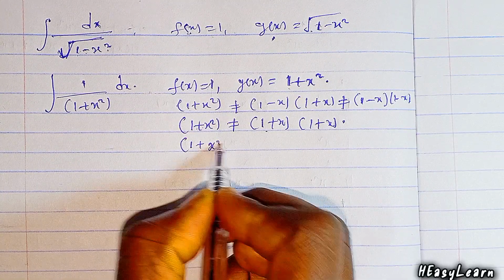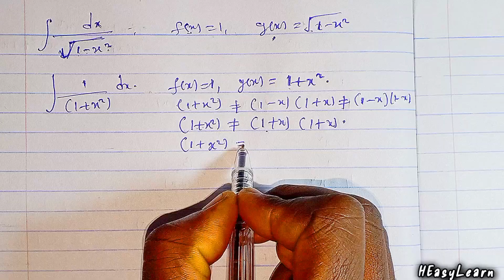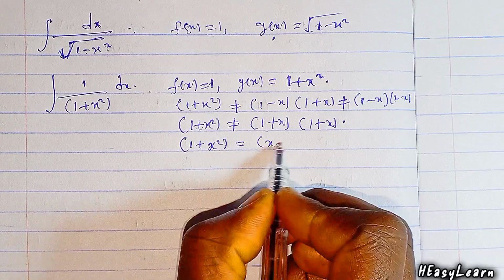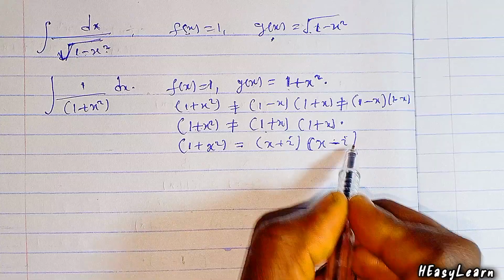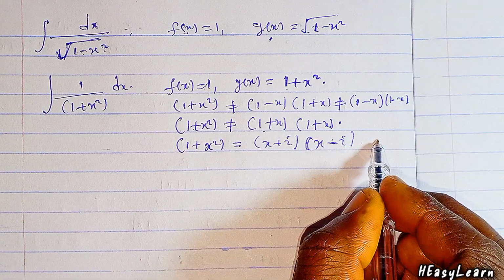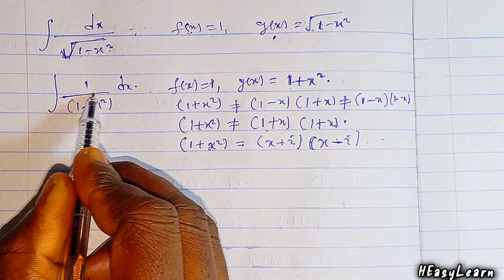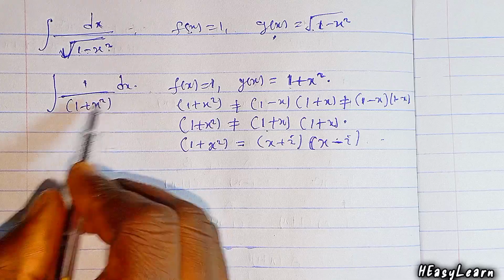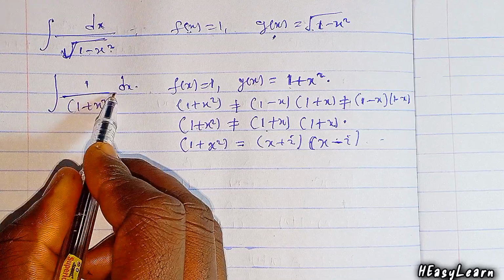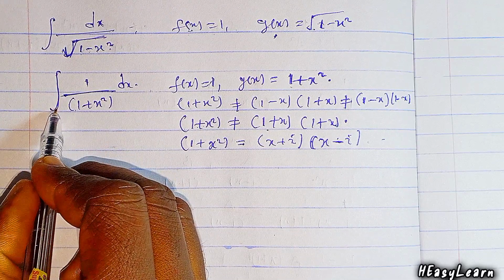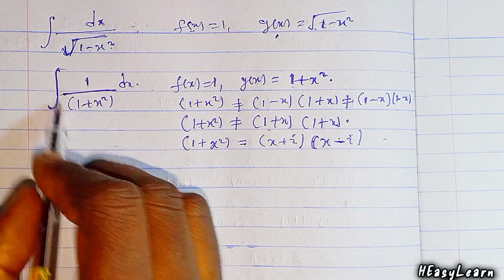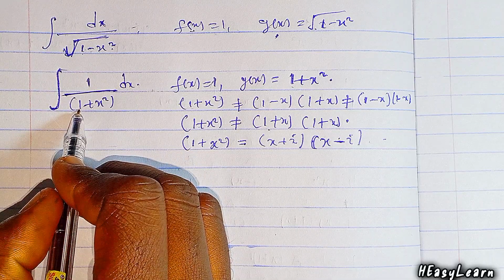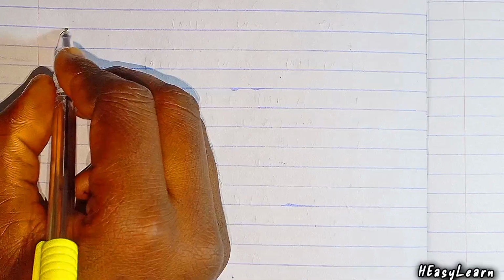1 plus x squared has a factor in complex number as x plus i, x minus i. So this is a complex number. So the condition to use partial fraction to find the integral fails. We cannot use partial fraction to find this integral. Please watch my previous video. We use the trig method to find the integral of 1 over 1 plus x squared.